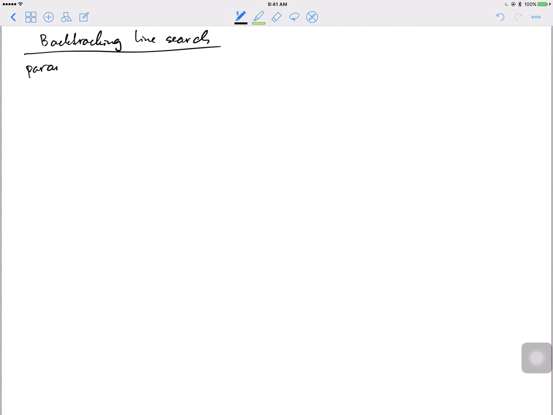So here is where the hackery starts. You have some parameters. So you have a parameter rho between 0 and 1. And you also have to give it a parameter c between 0 and 1. And I'll explain what that means in a second. And you initialize it with alpha equal 1. That's your initial guess for the line search. If you have a more intelligent initial guess, feel free to use it instead. Okay? And then the algorithm looks like this.